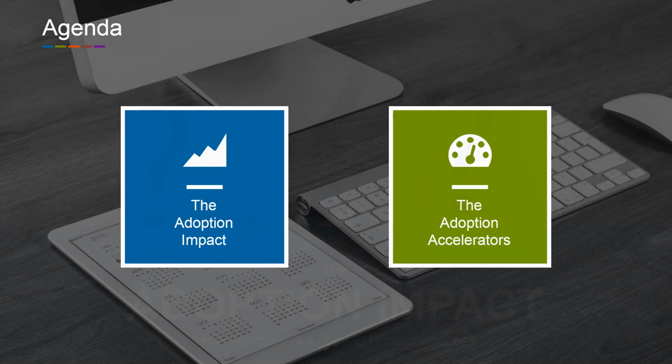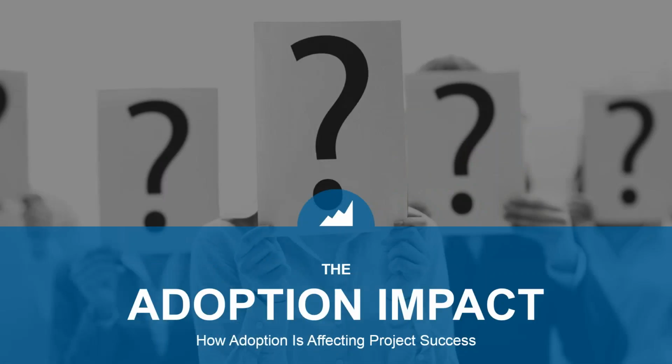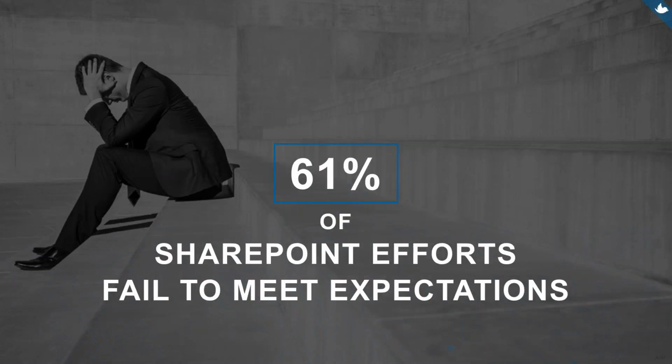So let's jump right in and talk about the adoption impact. The biggest part of this is that I've got some good news and I've got some bad news. Let's get the bad news out of the way first. The bad news is that about 60% of organizations that are implementing SharePoint are failing in some form or fashion.